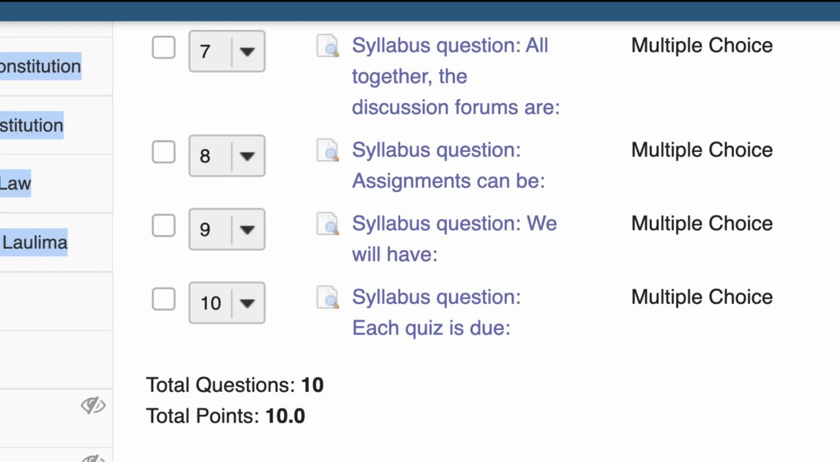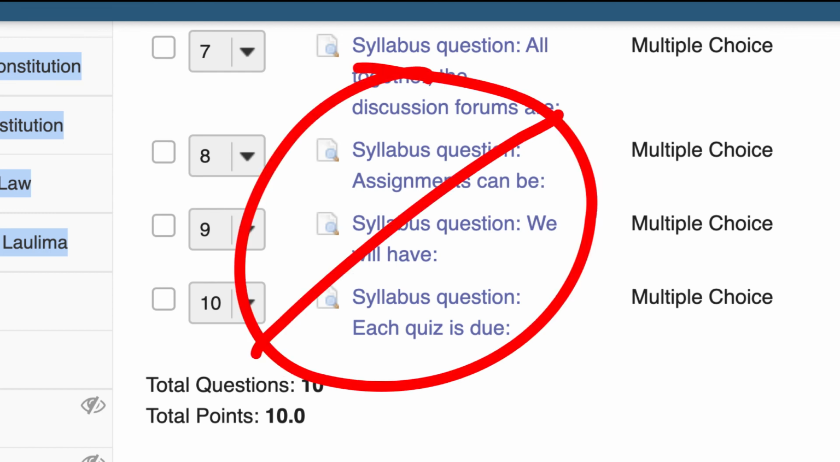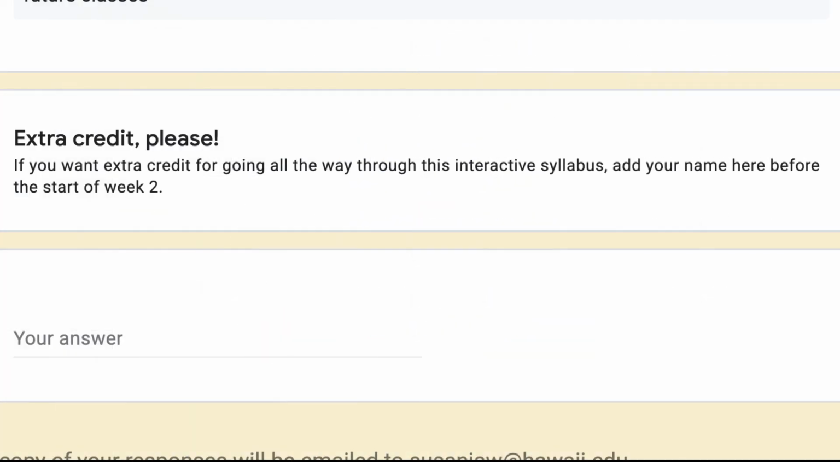So at the end, instead of including my typical syllabus quiz, which I think would detract from this friendly, approachable air I'm trying to cultivate in the interactive syllabus, I simply asked them to include their name if they wanted to earn 3 points extra credit for going all the way through this. All of the students in the online class participated in the interactive syllabus and earned their points, and in my hybrid class, only 4 students did not. So again, the substantial majority did.